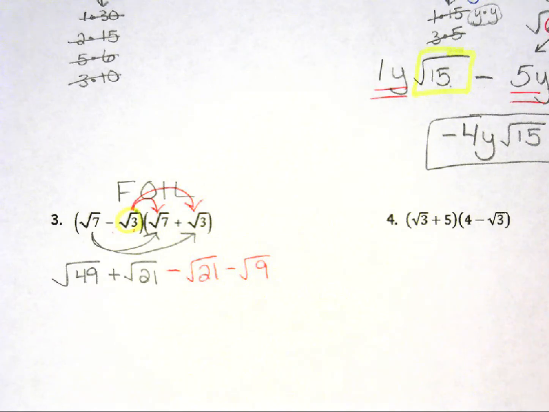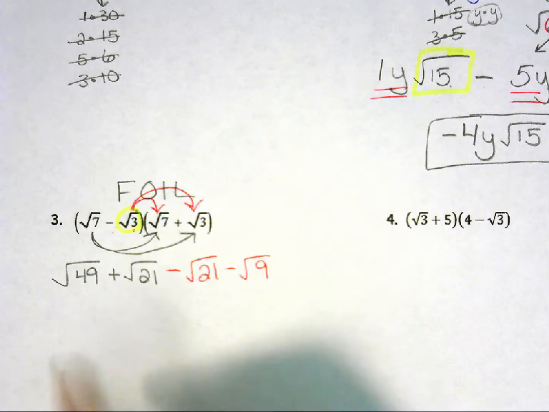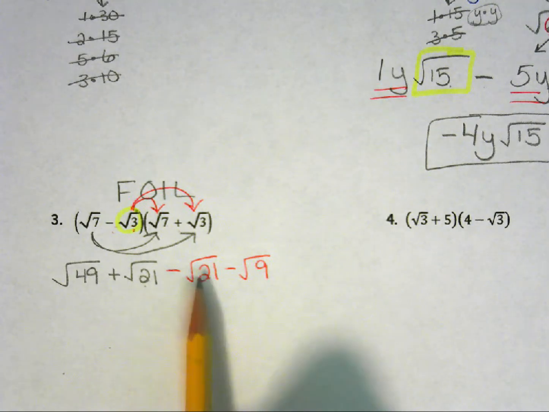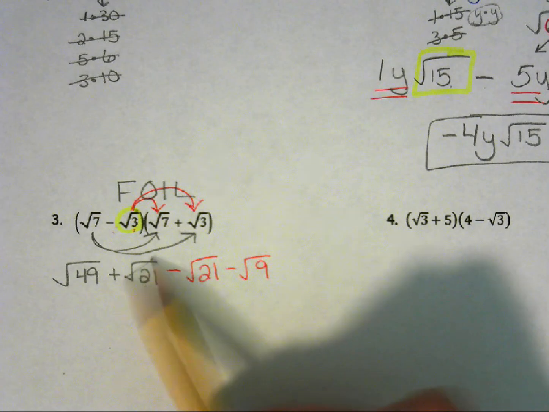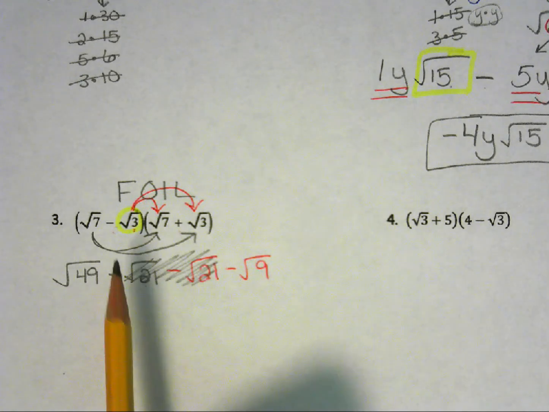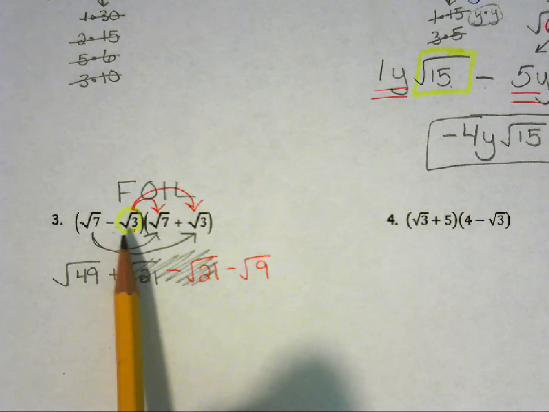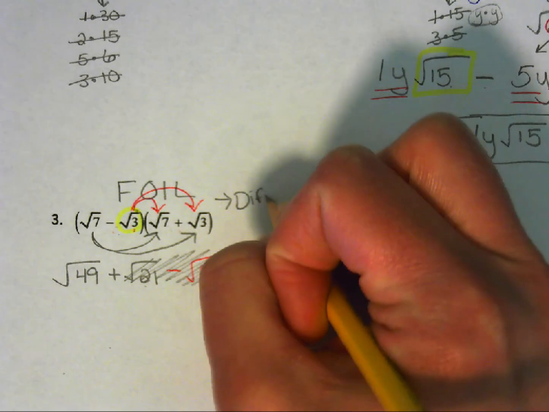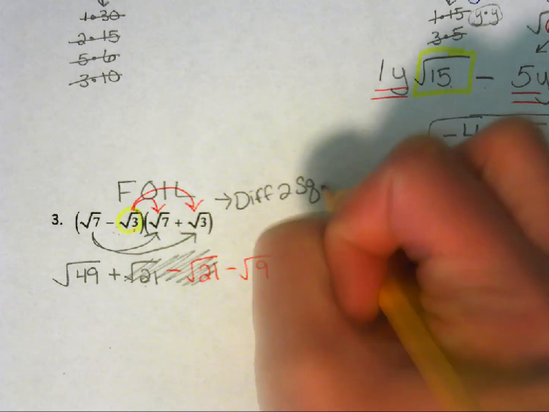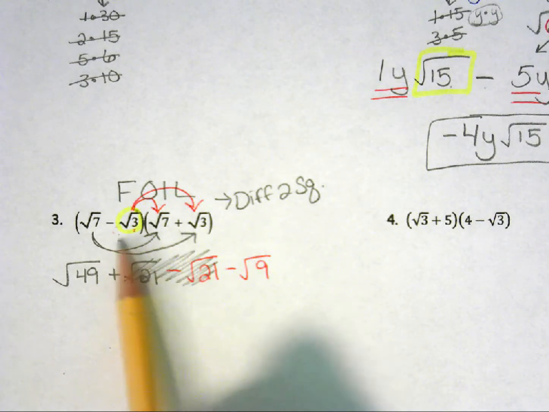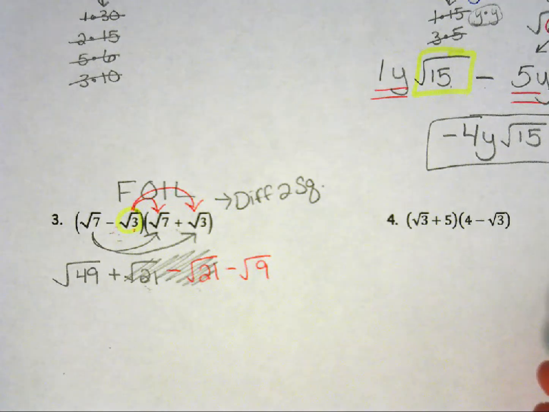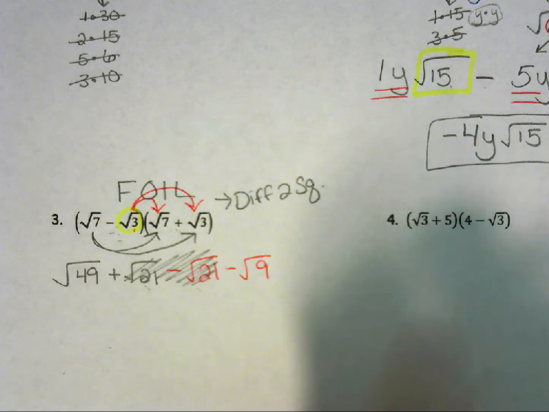And now we're just going to do a little bit of cleanup. Notice this one right here is a positive square root of 21 and a minus square root of 21. So these are going to cancel, which you should have noticed from the beginning because this is called the difference of two squares. Okay, when you have the exact same thing but your symbols are alternating, you know your middles are going to drop.